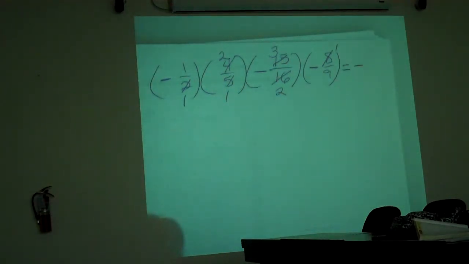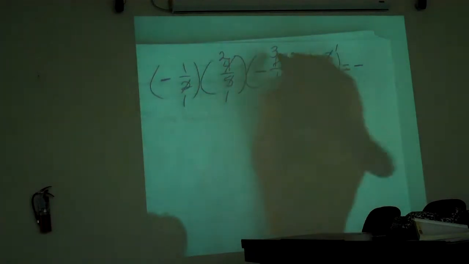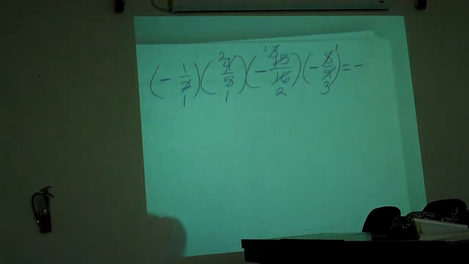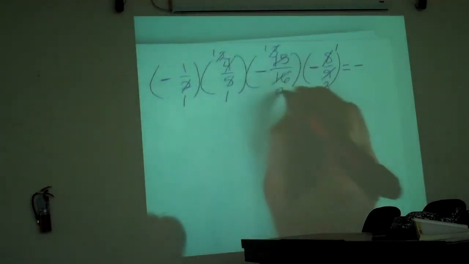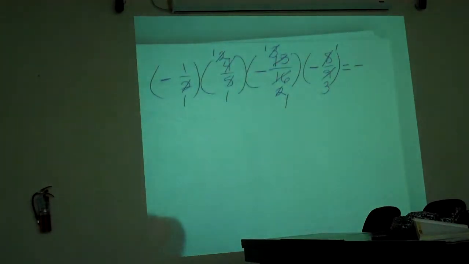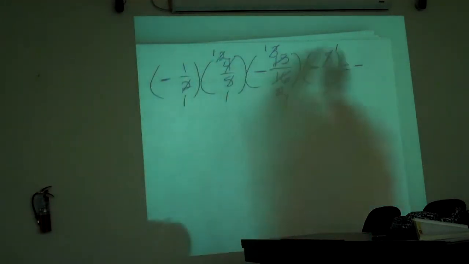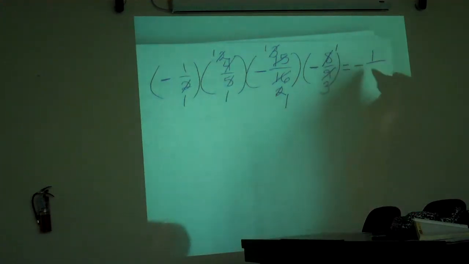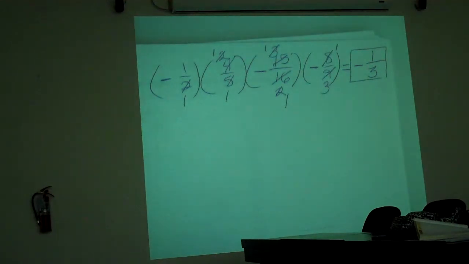Keep going. 3 and 9, divide by 3. Keep going. 2 and 2, divide by 2. The top's all 1, so we're definitely done, right? 1 times 1 times 1 is 1. 1 times 1, 1 times 3. That's sure easier than multiplying all that and then reducing it, huh?